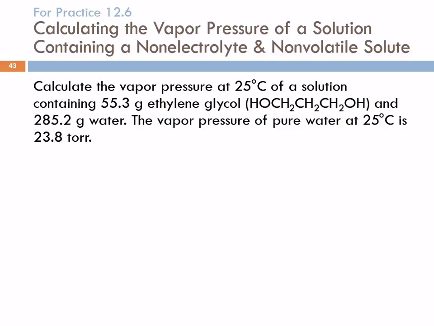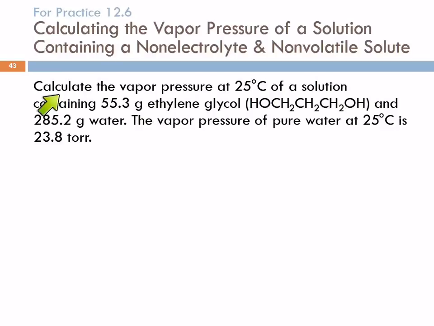Here's an example. And here we're talking about non-electrolyte solutes and non-volatile solutes. Because if it's volatile, that adds another layer. And then if it's an electrolyte, we have to consider the number of particles. So these are not electrolytes, just to keep things a little simpler.